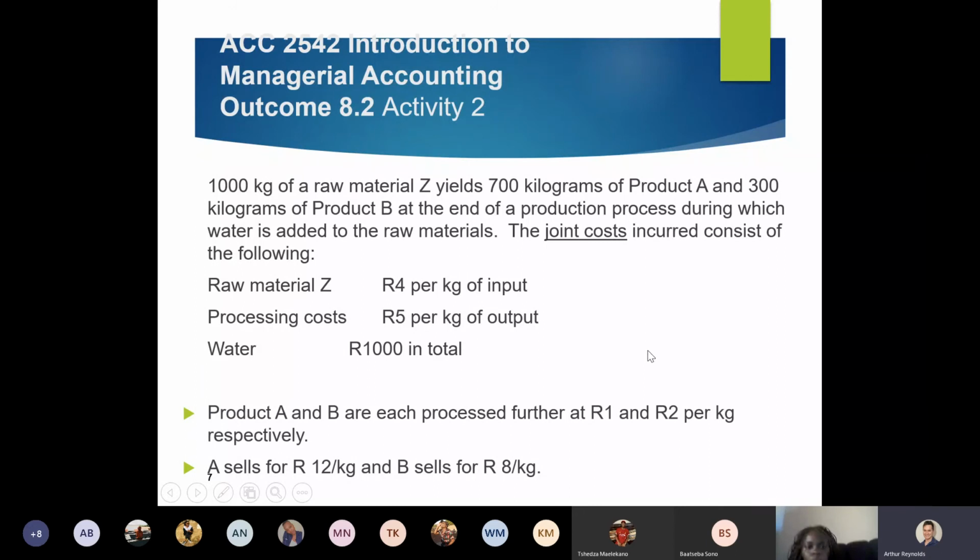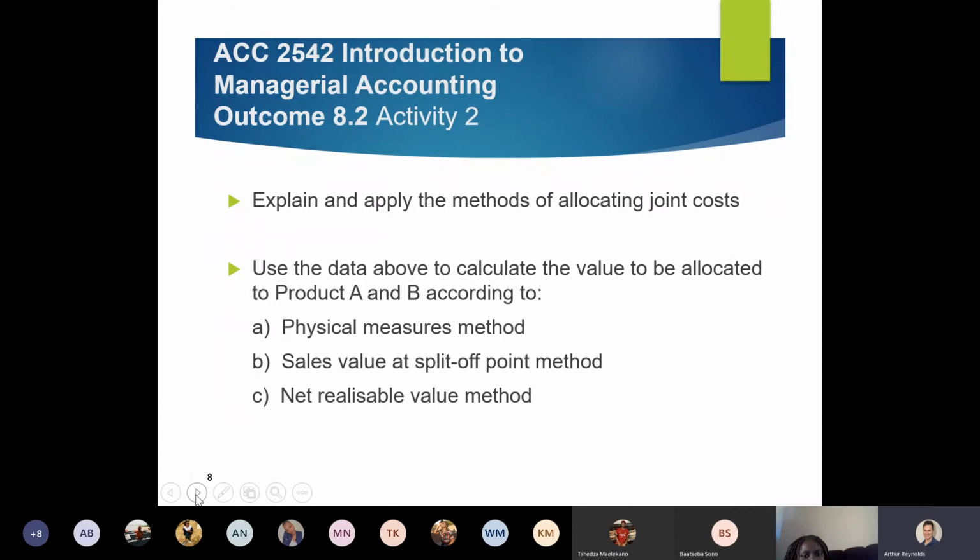Then we've got further processing. Remember we said after we identify them as A and B, there could be some further processing to the individual products. A and B are processed at 1 Rand and 2 Rand per kilogram, respectively. A sells for 12 Rand per kilogram and B sells for 8 Rand per kilogram. That's the selling price. Now, this becomes now important, and I'll show you where.